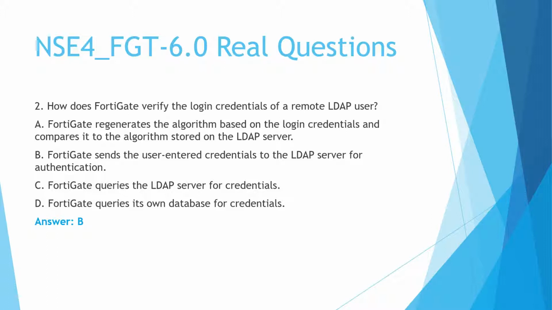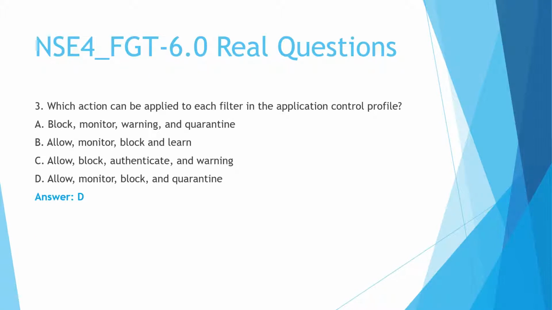A. FortiGate regenerates the algorithm based on the login credentials and compares it to the algorithm stored on the LDAP server. B. FortiGate sends the user-entered credentials to the LDAP server for authentication. C. FortiGate queries the LDAP server for credentials. D. FortiGate queries its own database for credentials. Answer, B. 3. Which action can be applied to each filter in the application control profile?